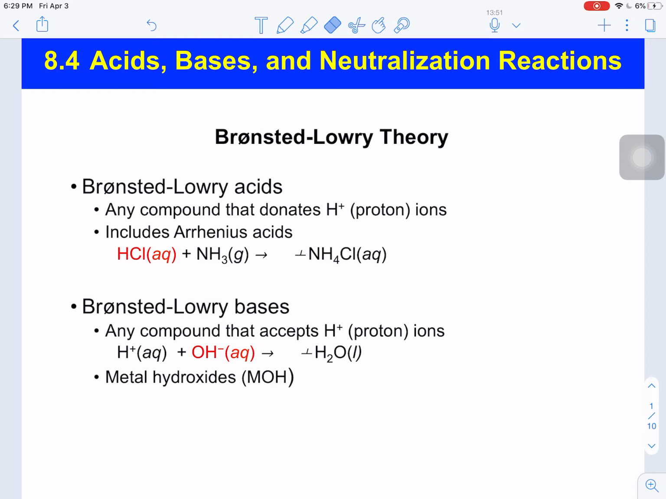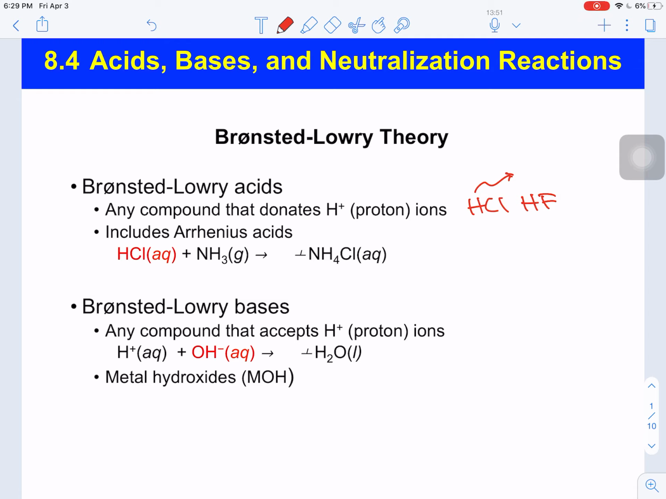So the Bronsted-Lowry acids are any compound that can donate an H+. So it's literally any compound with an H on it that can come off and be donated to another molecule. Example, HCl, HF, even something with more than two H's can be a Bronsted-Lowry acid. Basically, this H comes off and goes somewhere else. It's donating it, and that makes the Bronsted-Lowry acid.